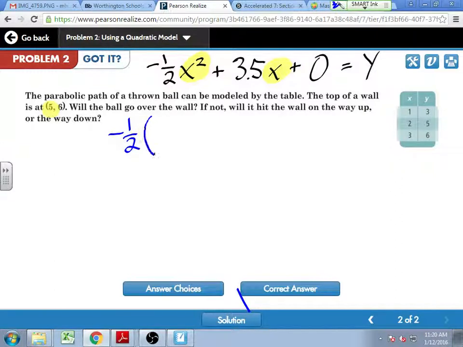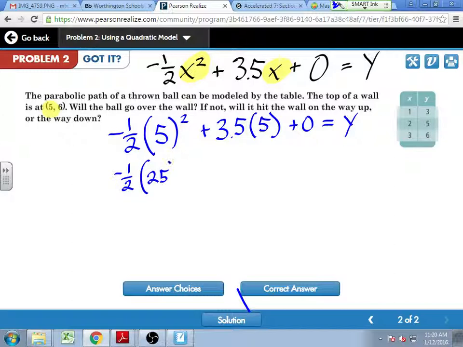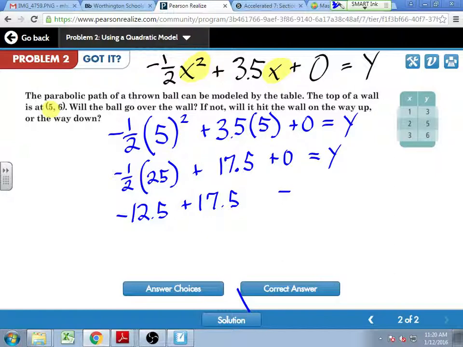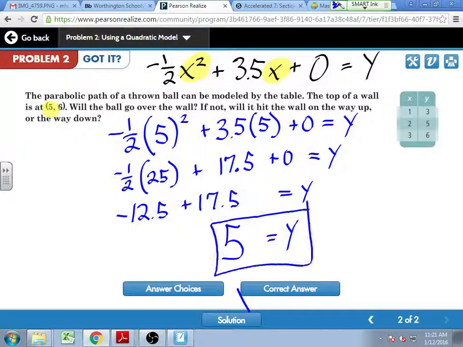Negative 1/2 times 5 squared plus 3.5 times 5 plus 0 equals y. This is going to be negative half of 25, plus 17.5, plus 0 equals y. This is a negative 12.5 plus 17.5 equals y, which means that my y equals 5. Does it clear the wall? No. It hits the wall.